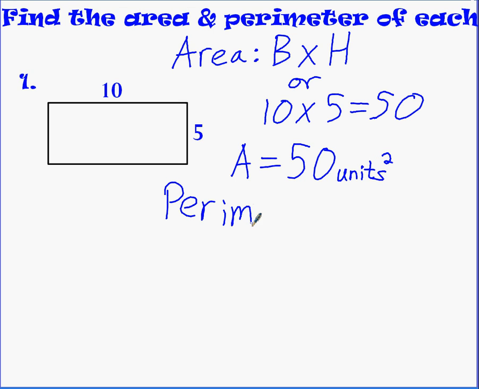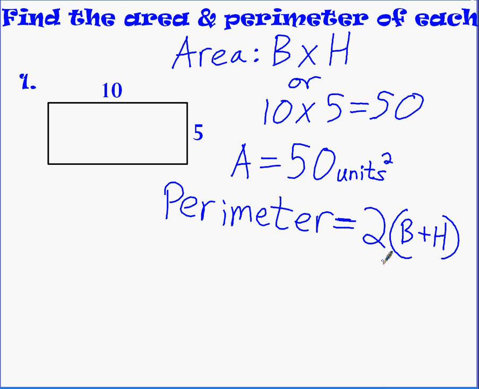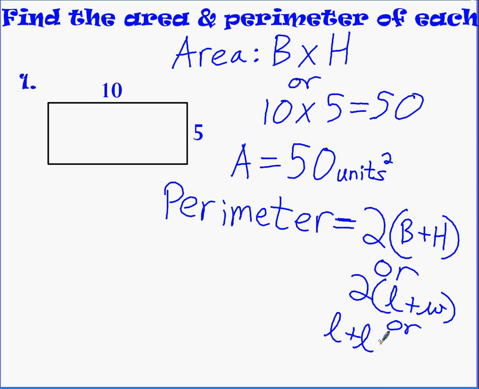To find the perimeter of a rectangle, add up all the outside sides. Because there are 2 of each side, you can multiply 2 times the base plus the height, which is multiplying 2 times base and 2 times height. Or you could write it as length and width. It doesn't matter what you label them, as long as you cover both sides. Also, you can just describe it as adding the length and the length and the width and the width.